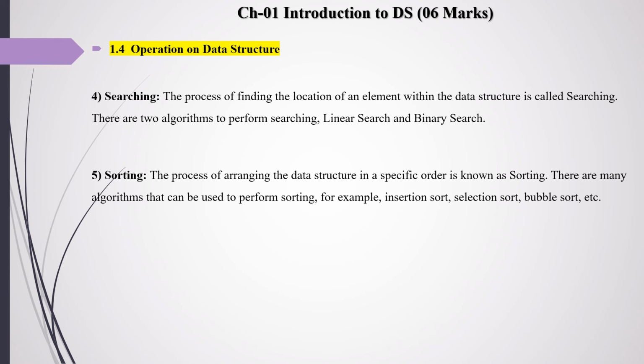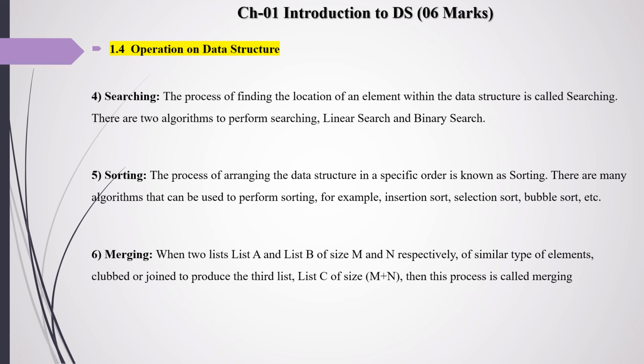The next operation is sorting. The process of arranging the data in a specific order is known as sorting. In sorting, we can sort the elements in ascending or descending order. There are many algorithms that can be used to perform sorting, for example insertion sort, selection sort, bubble sort, etc. So searching and sorting is a big topic. In the second chapter, we will see all the algorithms regarding searching and sorting briefly.